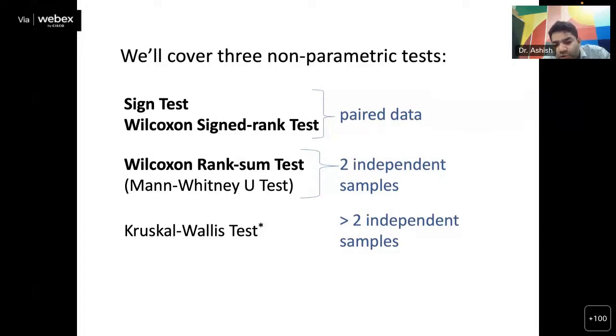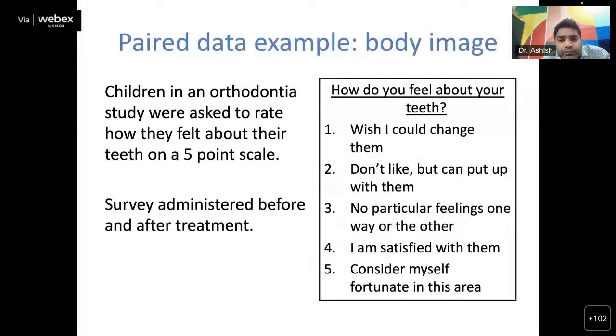And the third one is your Kruskal-Wallis test. When the number of groups is more than two, we use the Kruskal-Wallis test. The analogous test to Kruskal-Wallis is ANOVA, analysis of variance, the one-way ANOVA in your parametric form. Okay, so basically we would be using them in performing the testing of hypothesis. Now, coming to these three different tests, I will be covering them one by one.